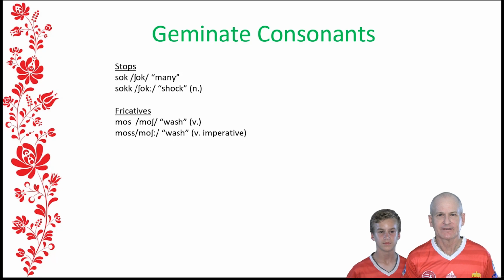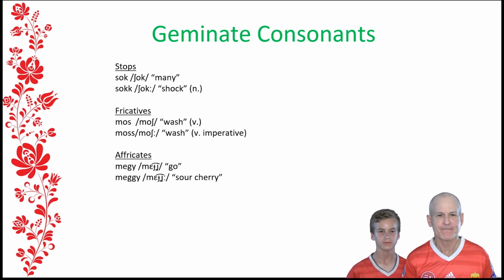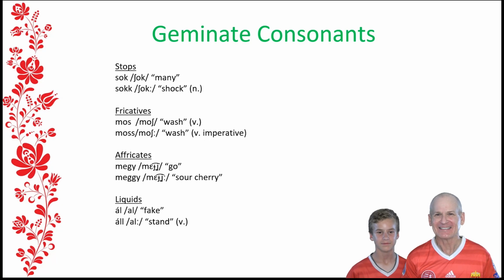Here are some fricatives. Mos. Mos. And that's wash as a verb, and then wash in the imperative form. And here's an affricate pair. Megy. Megy. Go versus sour cherry. Áll. Áll. Fake and then stand. And we've got another set of liquids here. Var. Var. So that's scab and so.